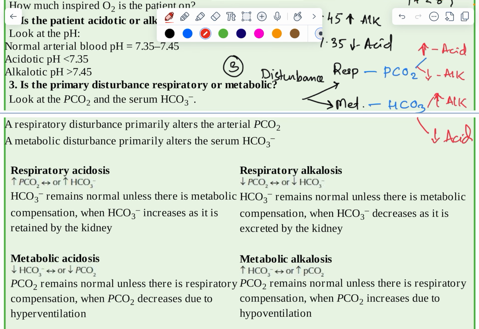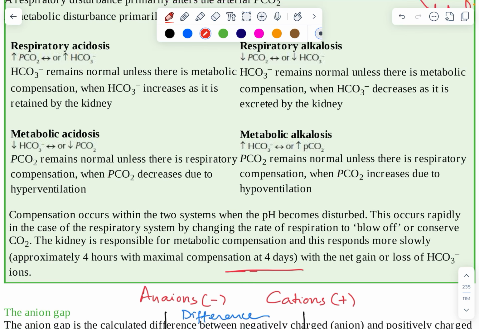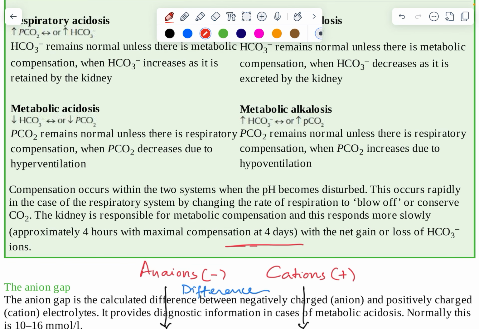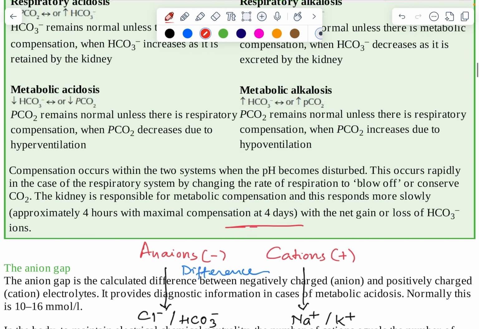Respiratory alkalosis, decrease. Compensation occurs within two systems when pH becomes disturbed. This occurs rapidly in the respiratory system, which changes to blow off CO2. The kidney provides metabolic compensation, which responds slowly, approximately 4 hours, with maximum compensation at 4 days.